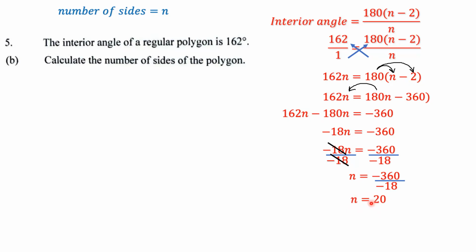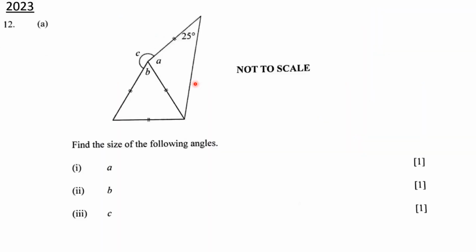That means that if we know that the interior angle is 162, the number of sides of this polygon is going to be equal to 20. Okay, let's move on to the next question.